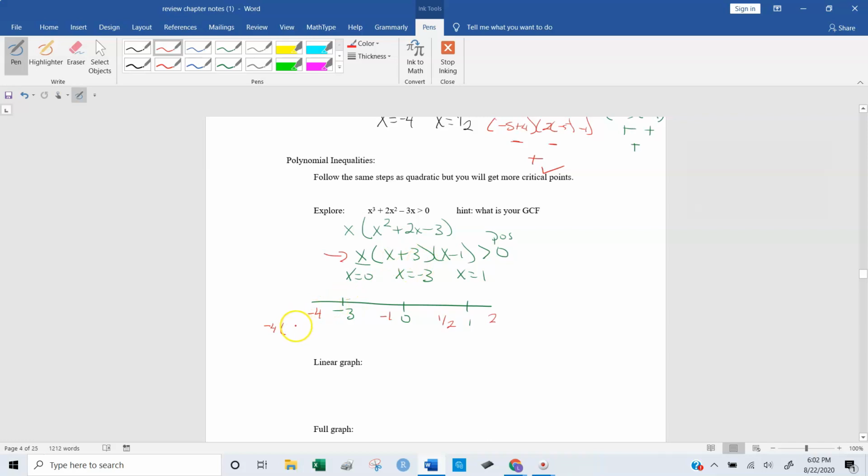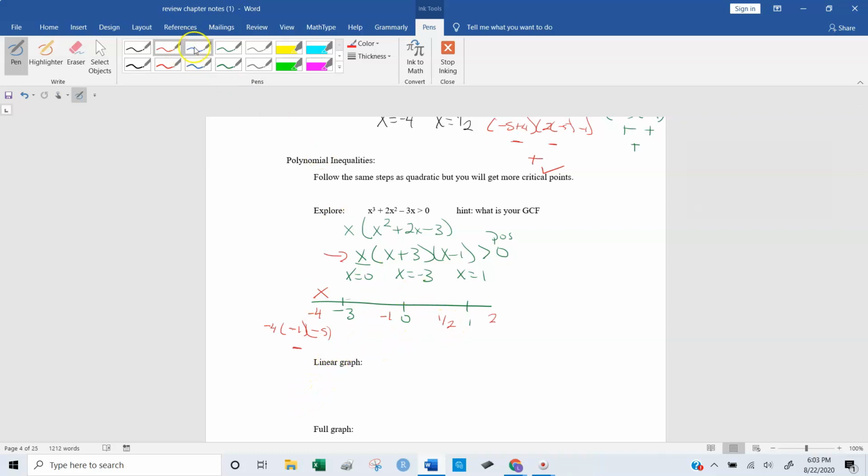Negative 4 plus 3 is a negative 1. I don't have much room, so we're going to do this in our head here. Negative 4 minus 1 is negative 5. Okay, so a negative times a negative times a negative is a negative answer, but I needed a positive, so this section does not work.